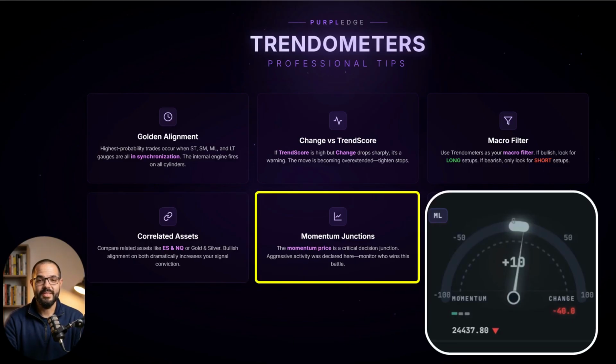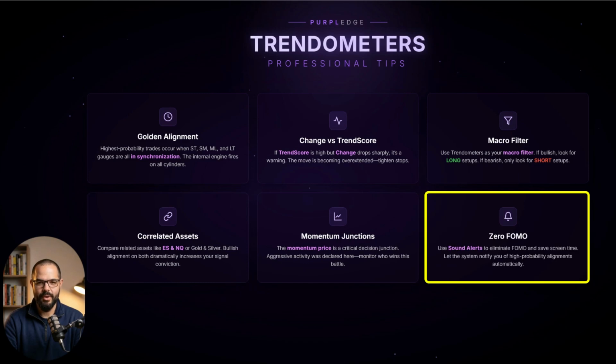Fifth, treat momentum as a critical junction. Use the exact price where momentum was triggered as a vital crossroads. From here, the market will either halt or accelerate with massive force. Aggressive buyer or seller activity was declared at this level, so monitor these decision junctions closely to see who wins the battle.